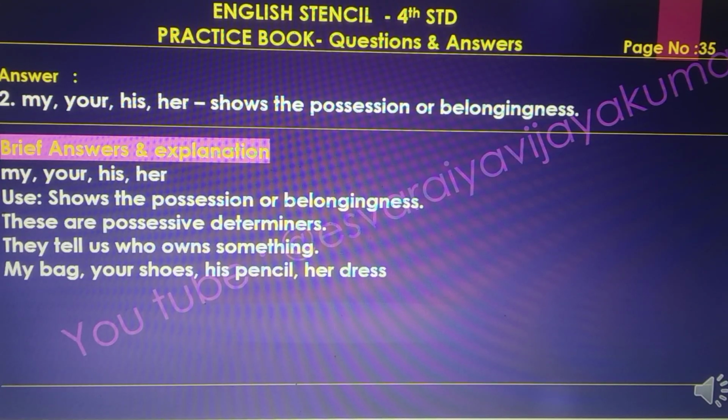Question number 2, answers. My, your, his, her show possession or belongingness. These are possessive determiners. They tell us who owns something. My bag, your shoes, his pencils, her dress.